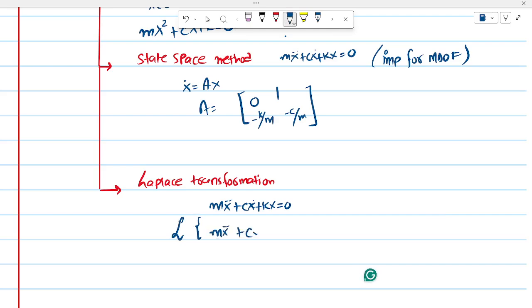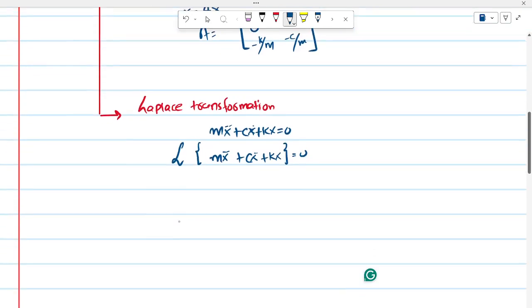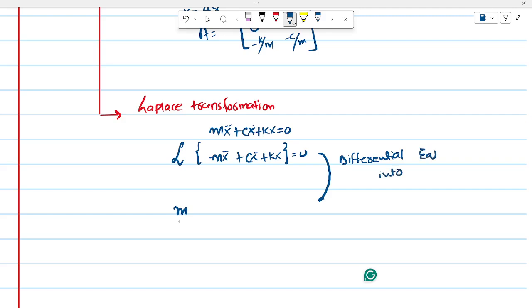Mx double dot plus cx dot plus kx equal to 0, and then you will convert that. What the Laplace transformation does, it transforms a differential equation into an algebraic equation. So now when it is an algebraic equation, it is easy to solve. You can use the same quadratic formula, you can use methods for polynomial equations. So this is what Laplace transformation does. It converts the differential equation to algebraic form, and then it makes it easy for you to solve.